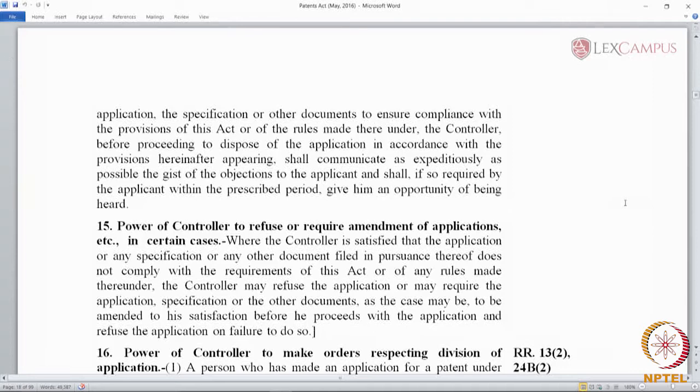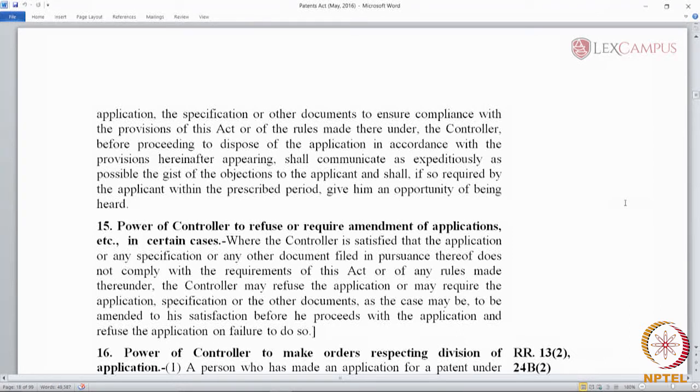So, what will the controller do? The controller, on understanding that the report is adverse to the applicant or the report requires the applicant to make some amendments, will communicate the gist of the objections to the applicant and give the applicant an opportunity of a hearing if the applicant requests a hearing. So, this is all section 14 is about.